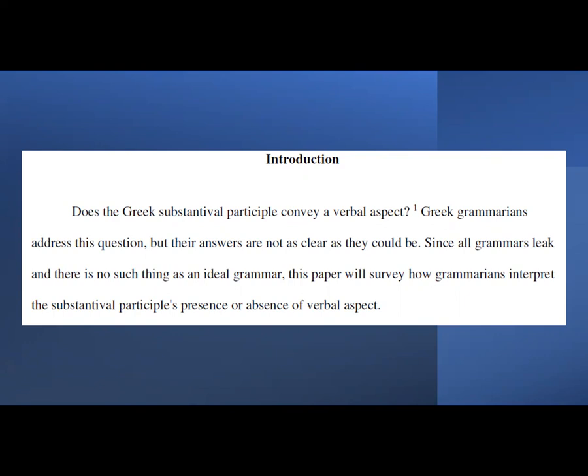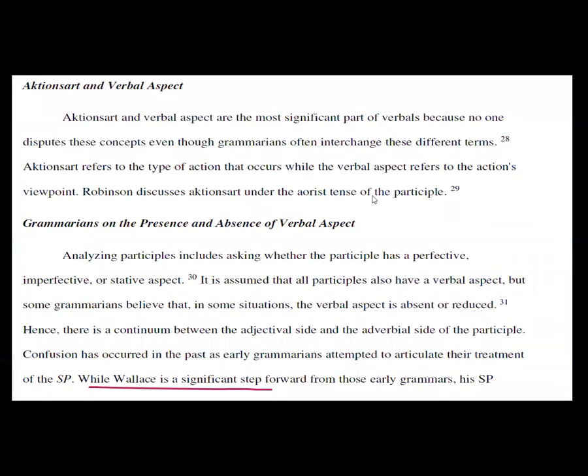Since all grammars leak and there's no such thing as an ideal grammar, this paper will survey how grammarians interpret the substantive participle's presence or absence of verbal aspect. So, action type and verbal aspect. Action type and verbal aspect are the most significant parts of verbals because no one disputes these concepts, even though grammarians often interchange these different terms.